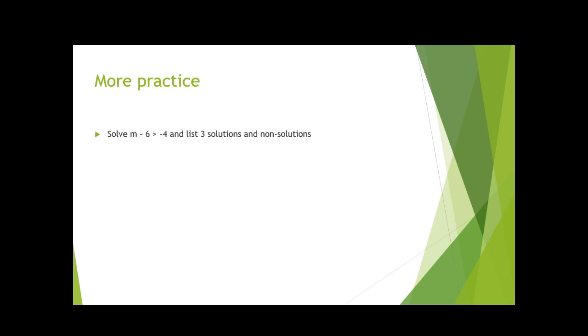So let's practice more. Solve m minus 6 is greater than negative 4 and list 3 solutions and 3 non-solutions. Okay, let's do this one together. You've got m minus 6 is greater than or equal to negative 4. What I need to do is add 6 to both sides. And that's going to be m is greater than or equal to 2.